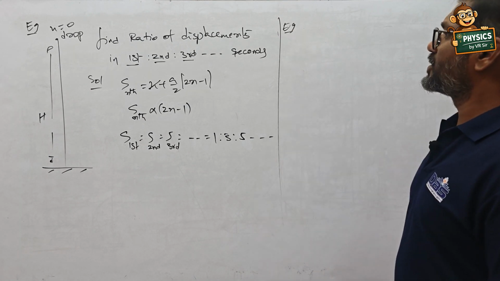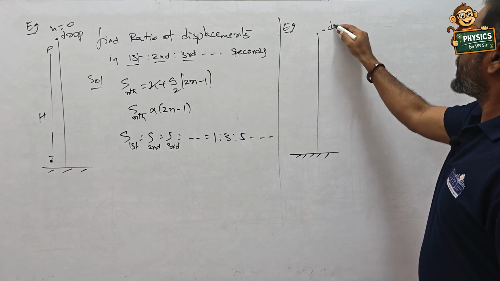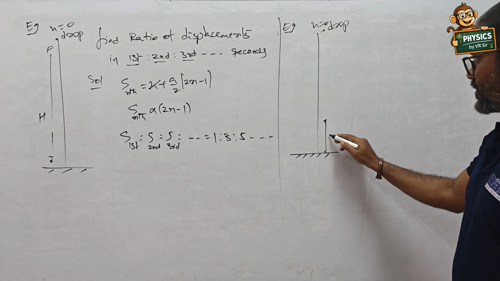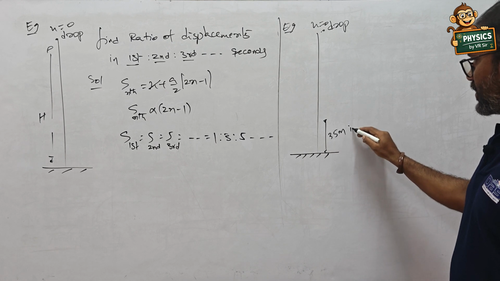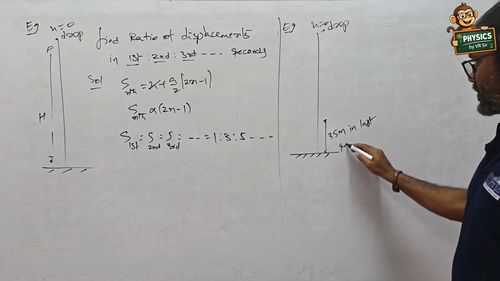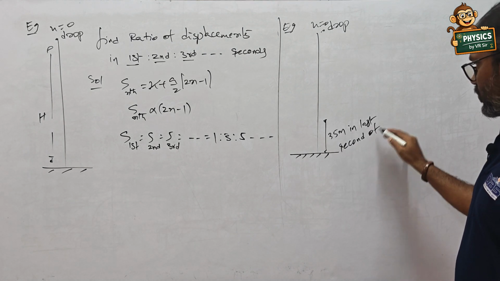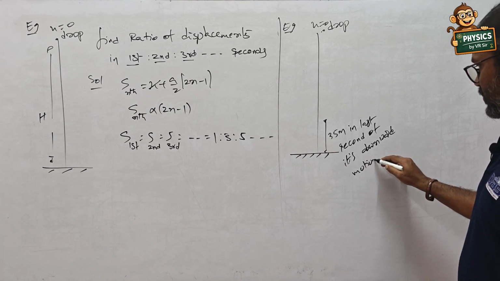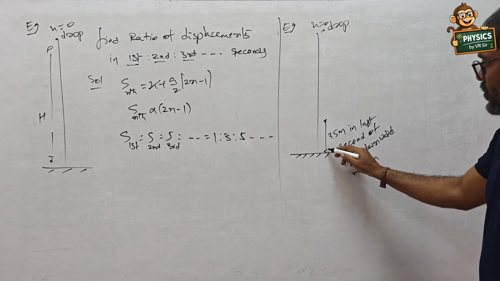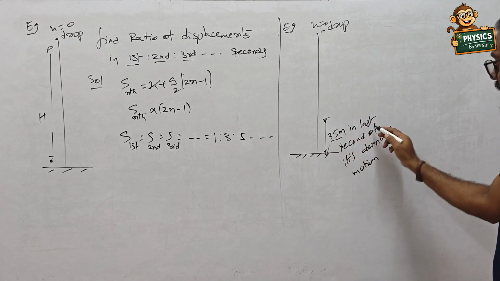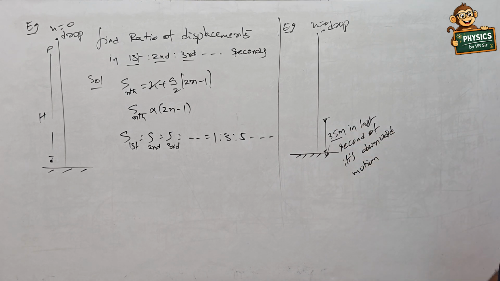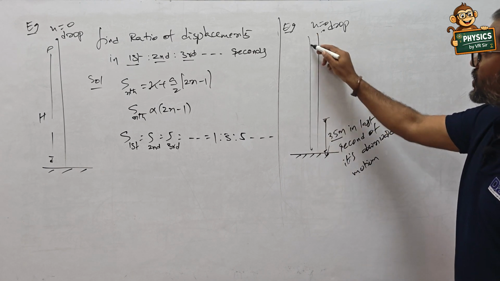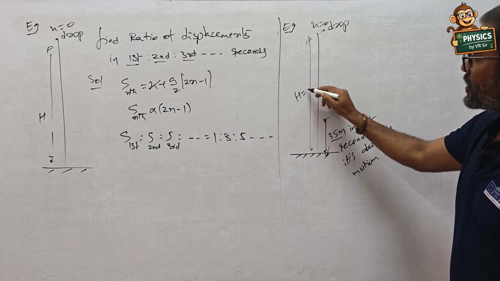Now next example. They have given that the object is dropped from some height and it has traveled 35 meters in the last second of its downward motion. So this is the question description. It has fallen 35 meters in the last second of its downward motion when it is dropped from some height. Then they are asking what is the total height from which it is dropped.